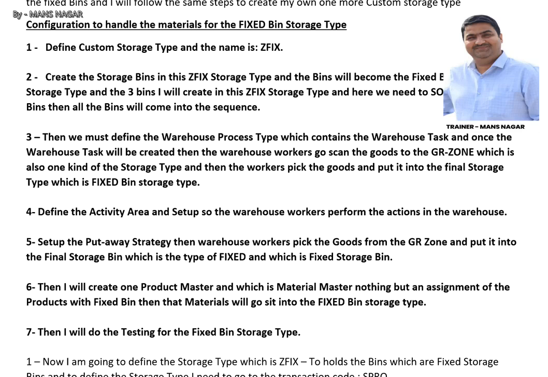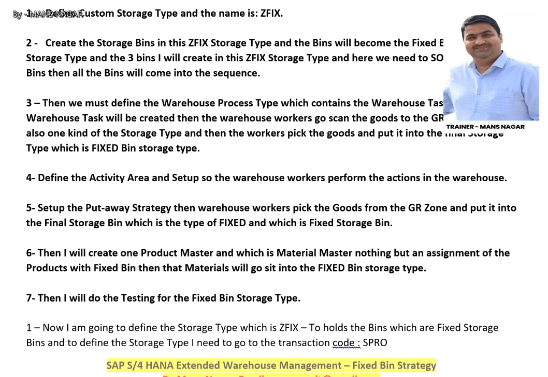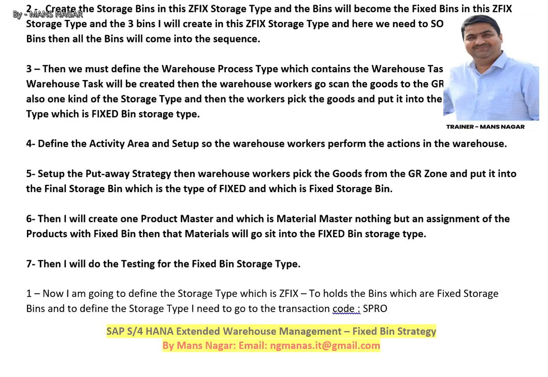So workers pick the goods and put it into the final storage type, which is the fixed bin storage type. So the third point is completed. Okay.